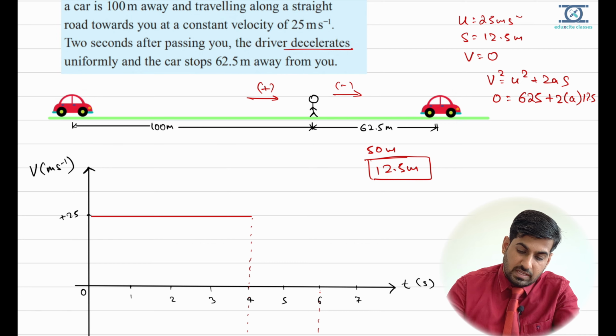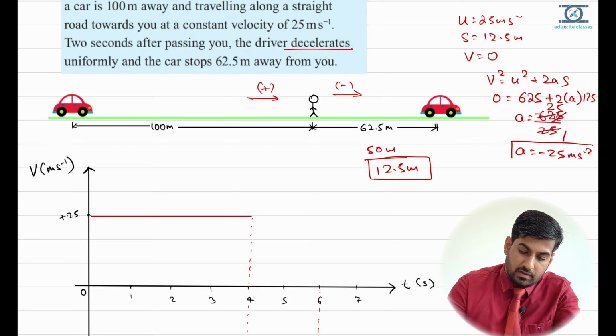So this acceleration will give me negative 12.5 into 2 is 25, and 625 divided by 25 is, so this will give me 25 times 1, 25 times 2, 25. So acceleration is minus 25 meter per second square, right?